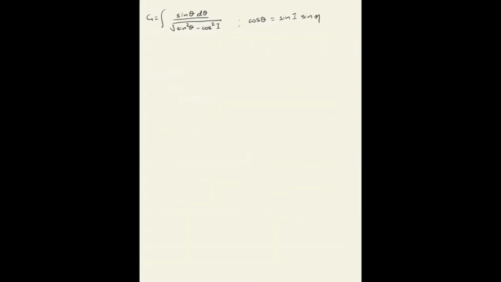Now, if we take the derivative of this expression, then we have minus sine theta d theta is equal to sine I cosine eta d eta. Plugging that back into the integral, we substitute the numerator by this expression, and now we need to eliminate the sine of theta from the denominator. Well, we have the expression for the cosine. So if we square this, and if we take 1 minus this quantity, 1 minus cosine squared is, of course, the sine squared. So we substitute this into the integral.